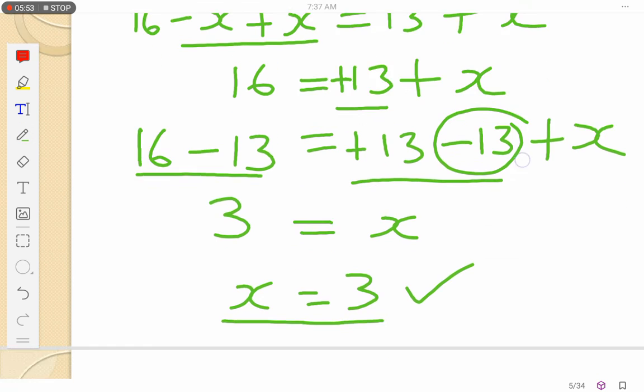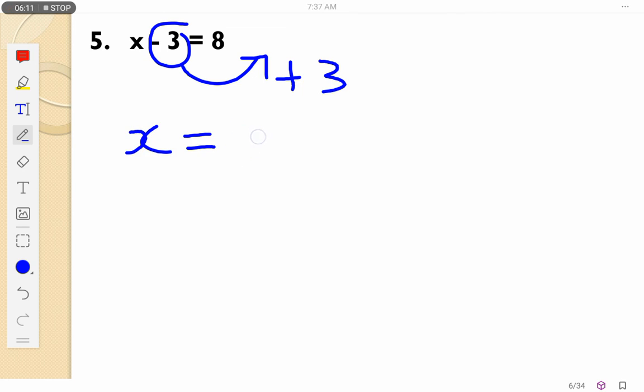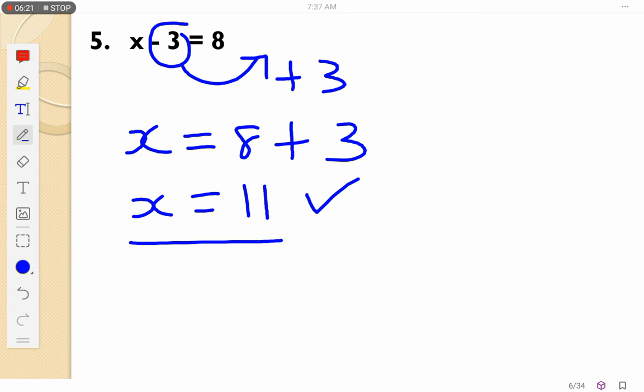Okay, let's go to the other question. I'm going to use a different method again. So for this one, I've got my minus 3 there, and I want to move it to the right there. It's going to cross the equal sign, so it becomes plus 3. So I'll have x is equal to 8 plus 3, like that. So when I have my x becomes 8 plus 3, we get 11. So this is my final answer there.